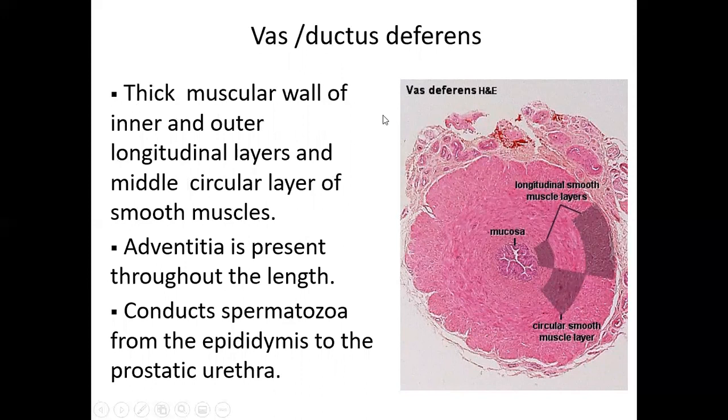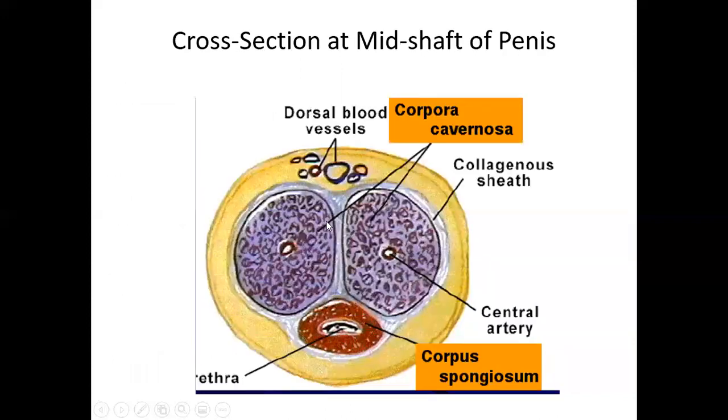The ductus deferens has a thick muscular wall, with inner and outer longitudinal layers. You see here the inner and outer longitudinal layers. In the middle we have the circular smooth muscle layer, and the adventitia is present throughout its length. So what is the function of the ductus deferens? It conducts the spermatozoa from the epididymis to the prostatic part of the urethra.